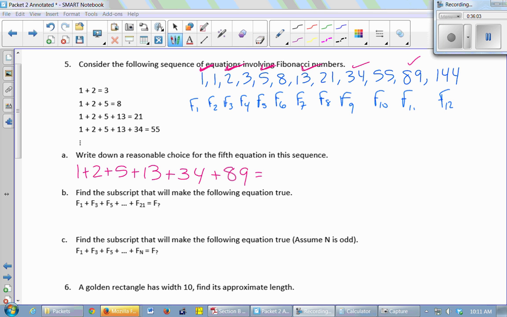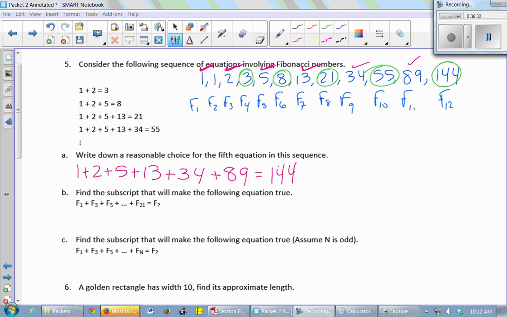What does this add up to? 144. You could just add these in your head or in your calculator and you'd get 144. Or you could try to come up with a pattern based on 3, 8, 21, 55. If I follow this pattern, 3, 8, 21, 55, the next one would be 144 because it's every other Fibonacci.